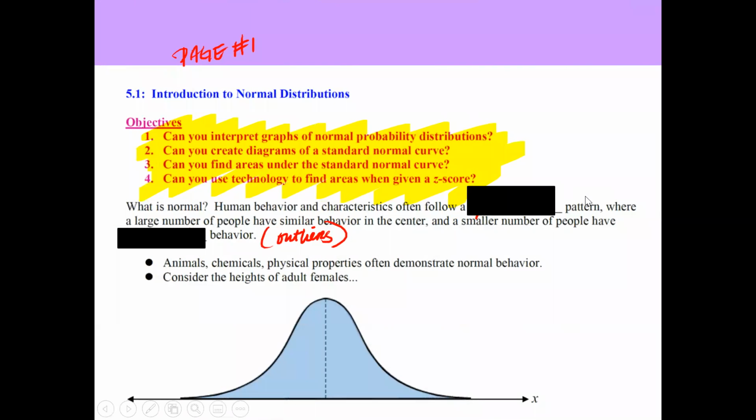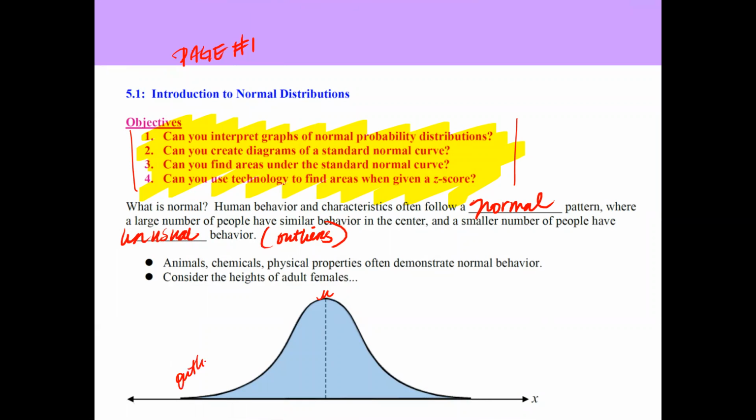All right, so with that said, turn over to page 1, which is the introduction to normal distribution. Go ahead and read the objectives right here, highlighted in yellow. All right, so what is normal? Human behavior and characteristics often follow a normal pattern where a large number of people have similar behavior in the center, which is right here, and that's the mean. A smaller number of people have unusual behavior, called outliers, at the ends.